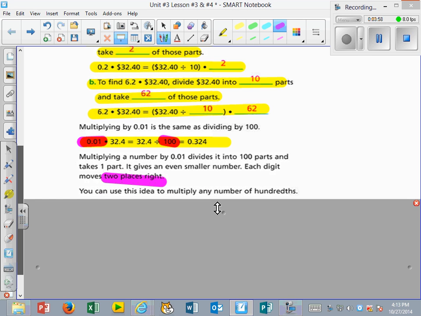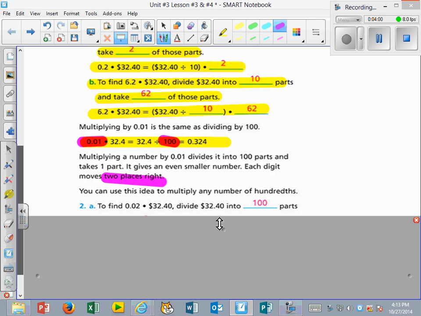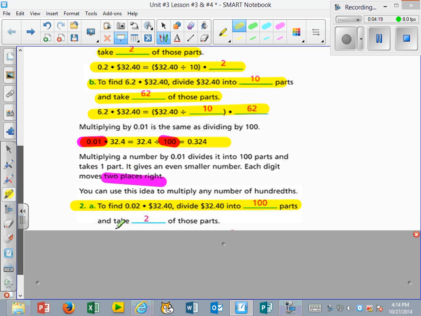So let's just look at one here. 2a. Copy this one down, please. It says to find 0.02, or 2 hundredths, times $32.40, divide $32.40 into 100 parts. And it takes 2 of those parts, because now it's 0.02.